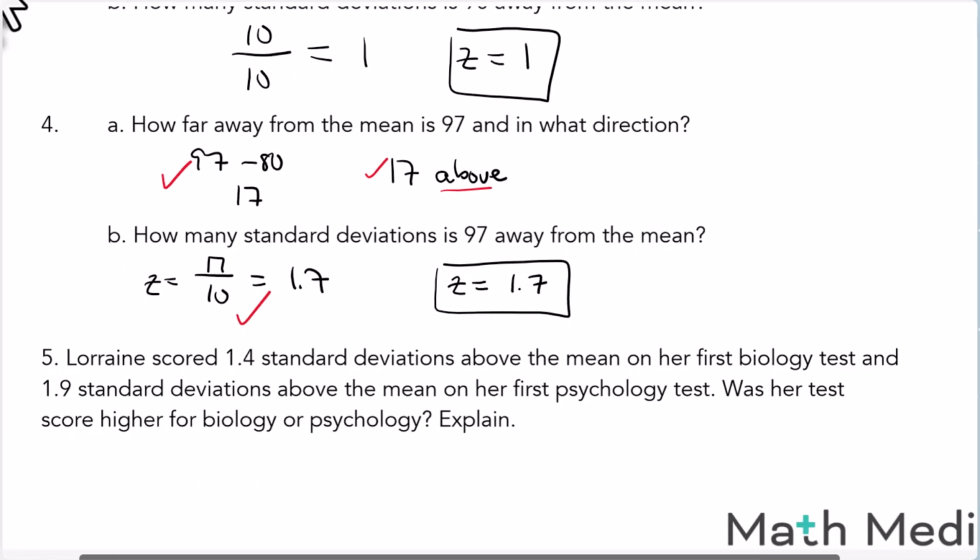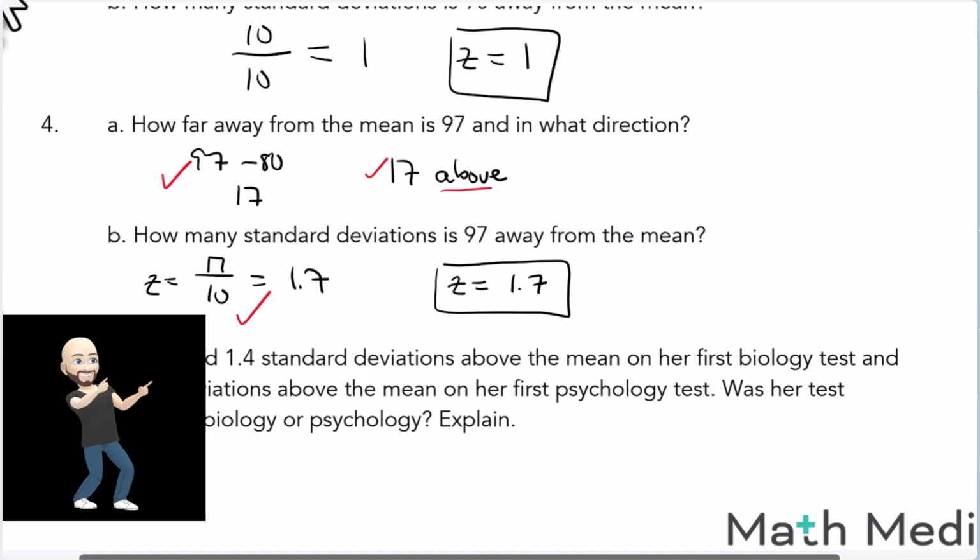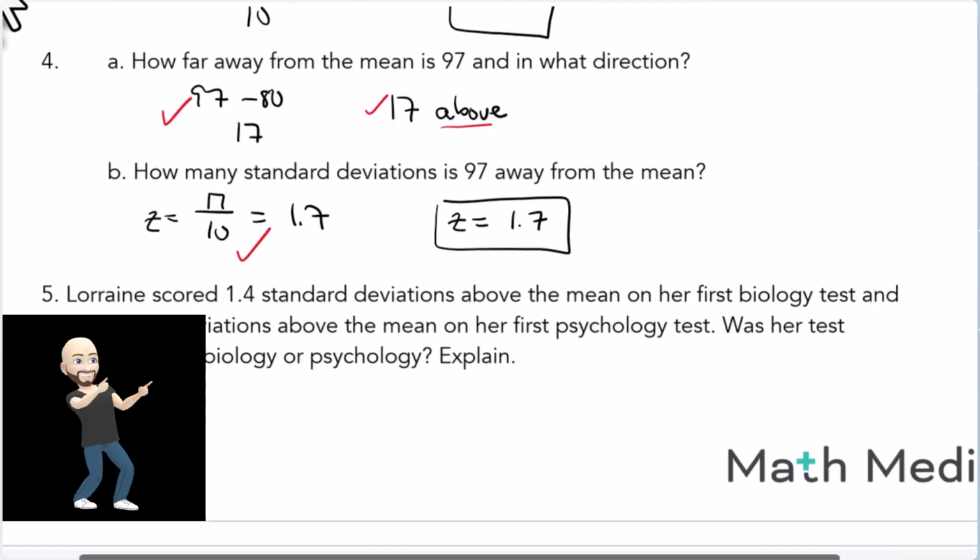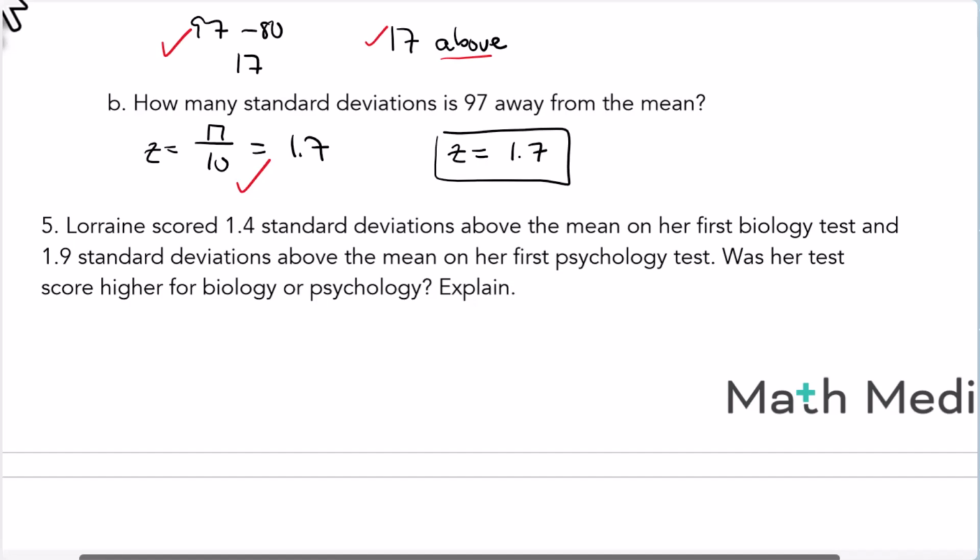We don't want any what are called bald answers, where it's like, yeah, here's a number that just came out of nowhere. Now, question number 5, we're going to have to think a little bit about this. We have a student by the name of Lorraine. She scored 1.4 standard deviations above the mean on her first bio test, and 1.9 standard deviations above the mean on her first psych test. Was her test score higher for bio or psych?